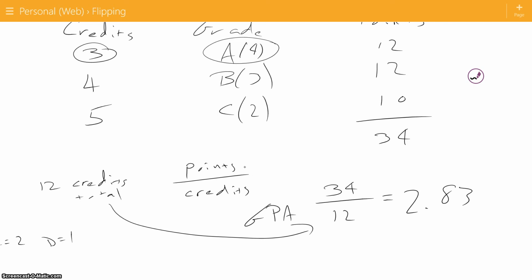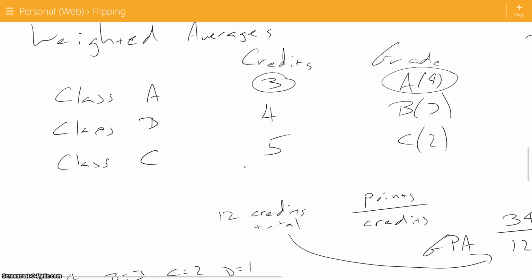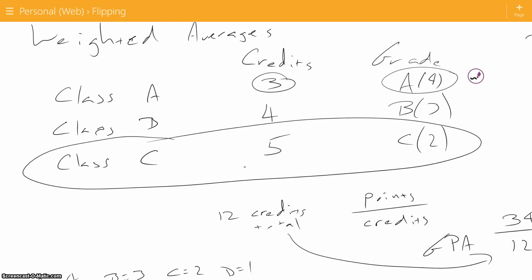And that's it. All these classes are not weighted the same. So in this case, this class, our last one down here, because it's for 5 credit hours, it's going to have a stronger impact on your GPA because you're spending more time there. The thought is that's more reflective of how you are doing as a student because you're spending more time there. If you're doing A quality work for 5 hours a week, that's fantastic. You should be getting more points for that. If you are not doing A quality work, if you're doing C quality, well then your record should reflect that as well.